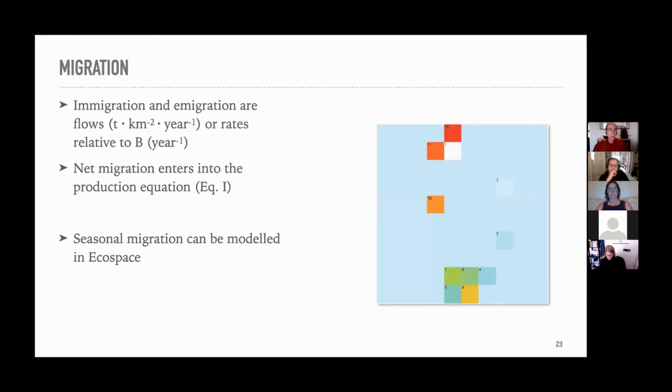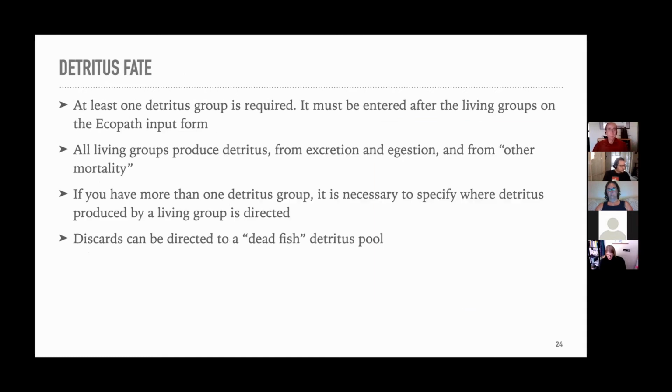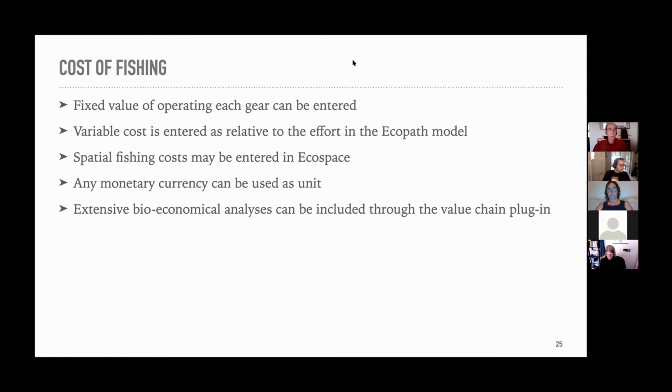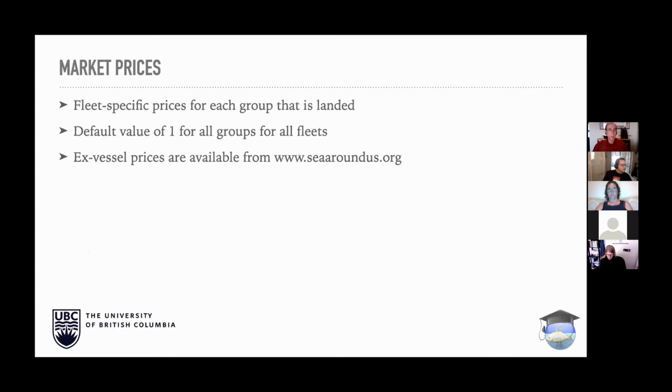Migration. There's immigration and emigration, which deal with things that move over the borders, and we need to enter information about that. We can also deal with seasonal migration in Ecospace, but that's later. China trade we talked about, cost of fishing, don't want to talk about market price. And I see now that this is the end. Good, we're done with this first part of the talk.